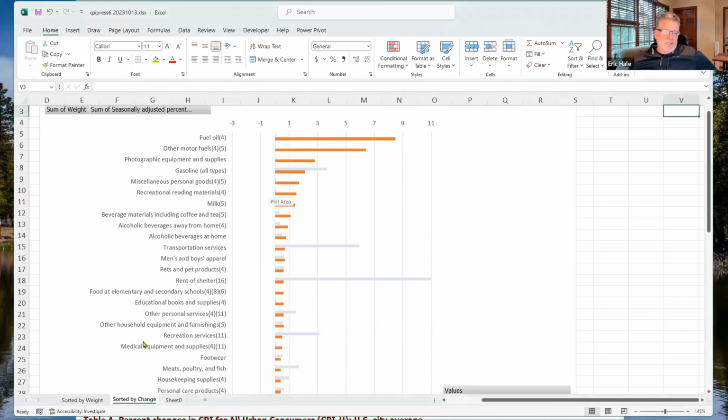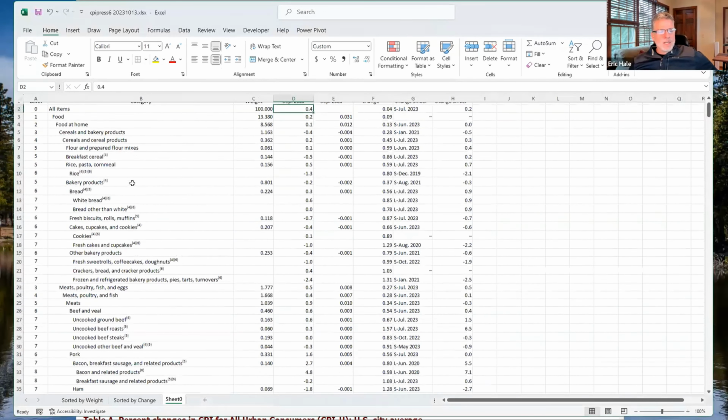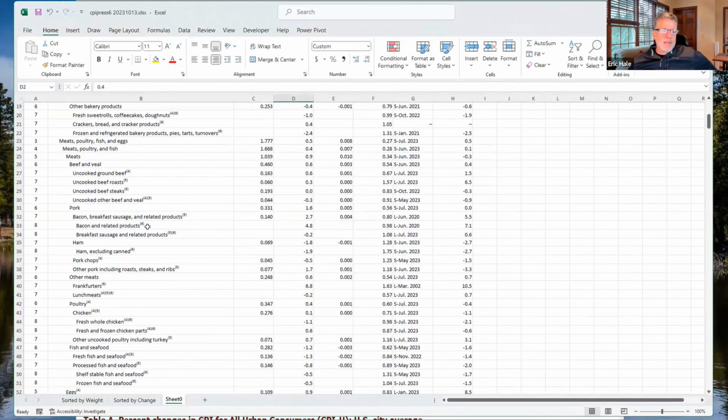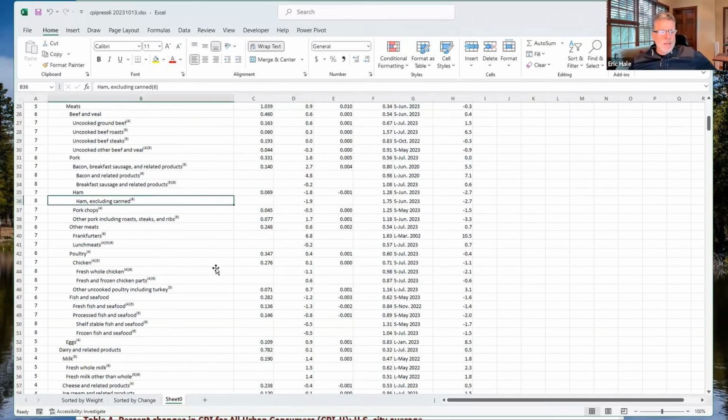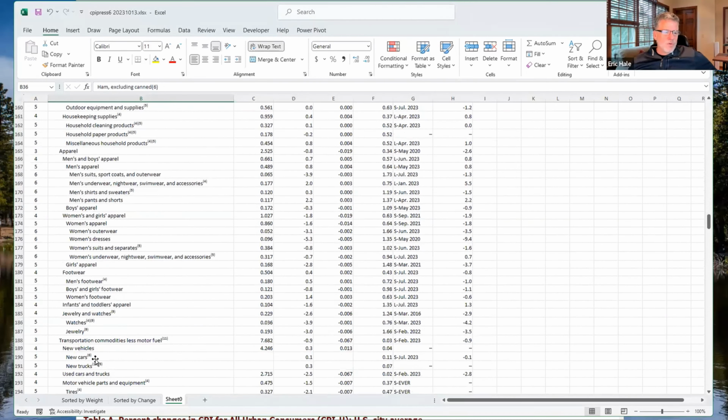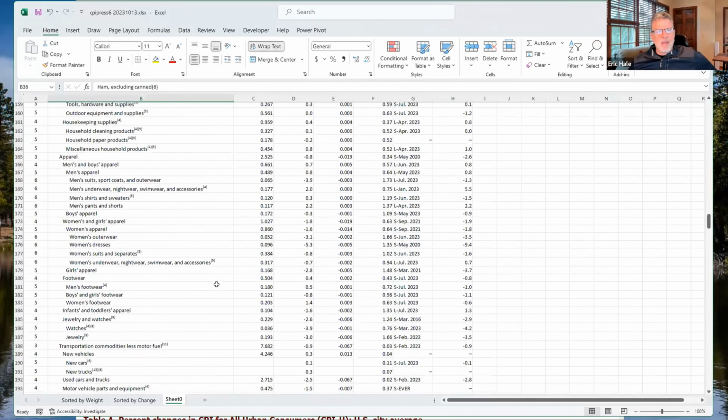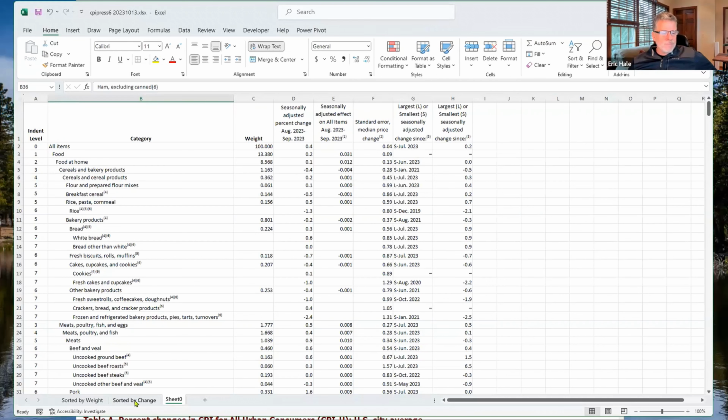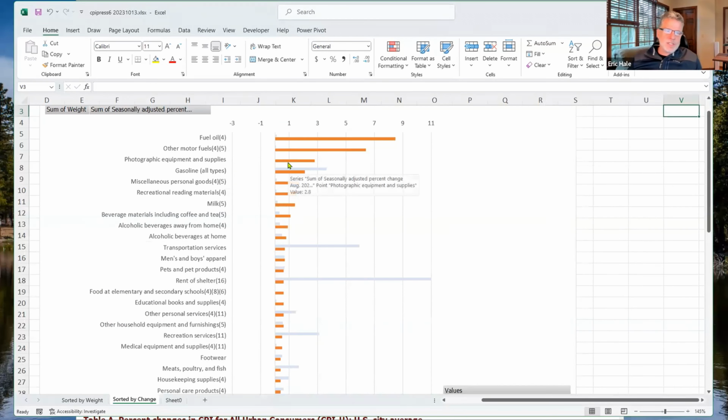I do this spreadsheet here, which is a little bit wonky. The CPI report includes hundreds of items. So this is a list of all of the items, and a survey is done by the Bureau of Labor Statistics, and they look at everything from ham to bananas to gasoline and floor coverings and watches. They survey and look at the month over month change, and then that gets reported. So I've got it sorted by the biggest changes. And what went up the most, not a surprise because oil is still significant. We'll talk a little bit about oil later in this episode, but fuel oil, motor oil, photographic equipment, which is obviously not very important, gasoline, miscellaneous personal goods, recreational, reading, milk. These are the items that had the biggest changes.